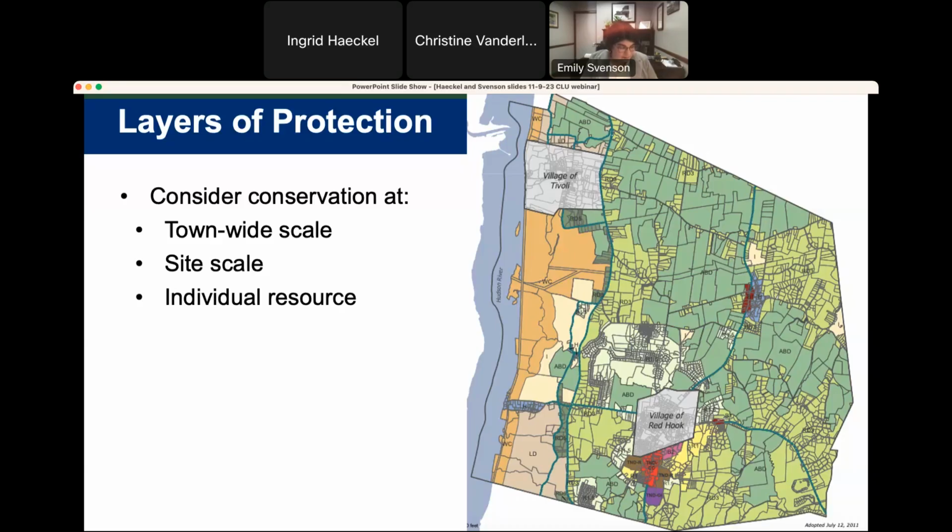And if you're working on a site that does have potentially federally or state jurisdictional wetlands, make sure those are mapped. Make sure the mapping is validated with DEC. Send the applicant to the Army Corps for a jurisdictional determination if needed, and make sure that those resources are really being protected.